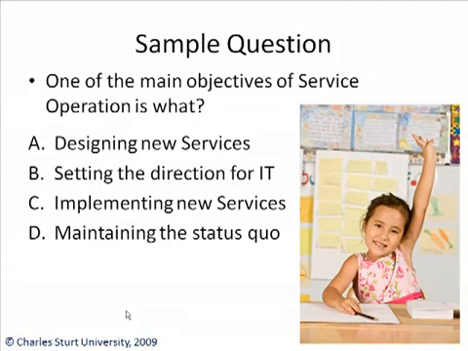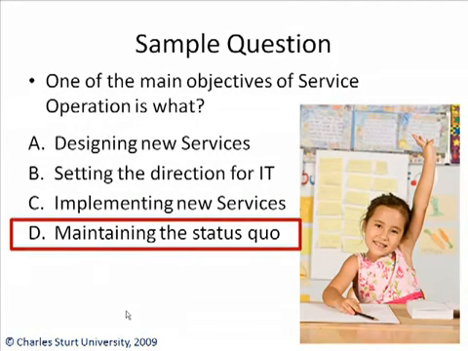Okay, of course the answer is maintaining the status quo. We want to keep the IT services up and running so we can deliver the services to the users and customers out there and keep them happy. Of course, answer A, designing new services, is service design. Answer B, setting the direction, is more service strategy. And implementing new services is actually service transition. Really delivering the services to the end users, that's what service operation is all about.